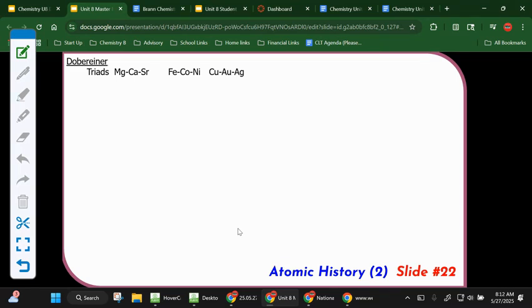He put magnesium, calcium, and strontium together. He did a pretty good job. They're in the exact same family. They have the same charge. They react the same way. He also put iron, cobalt, and nickel in a triad, right next to each other on the periodic table. He also did copper, silver, and gold. He did a pretty good job, ladies and gentlemen, putting these elements together because they had similar properties. Okay? His was the first kind of attempt at doing a periodic table, but I will tell you this. What I ask you about on the test is the guy who created triads. Okay? The guy who created triads.